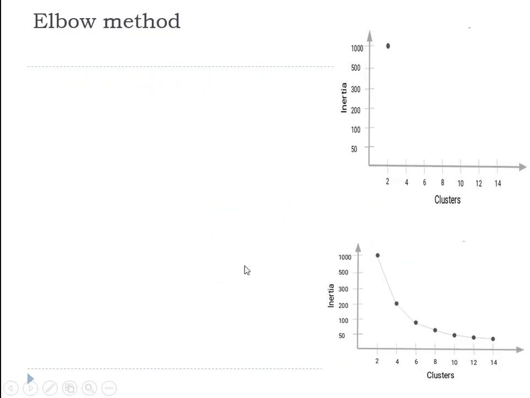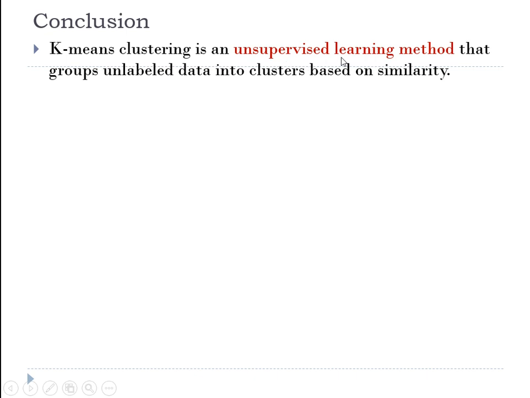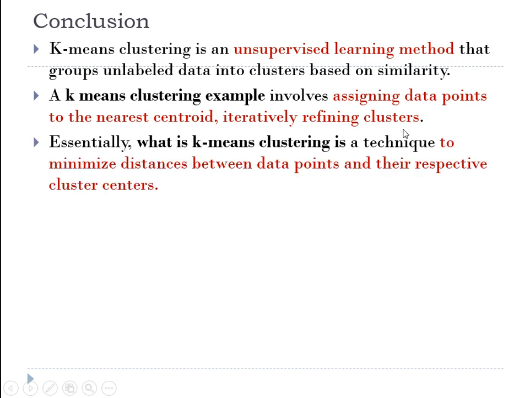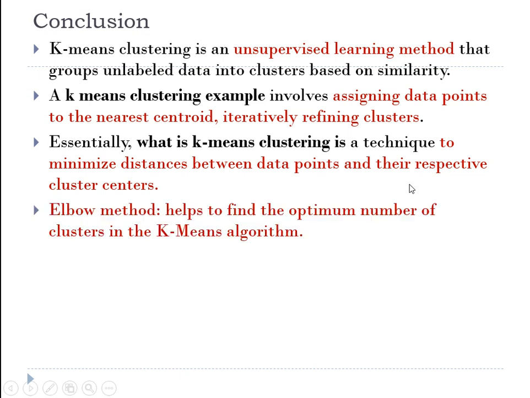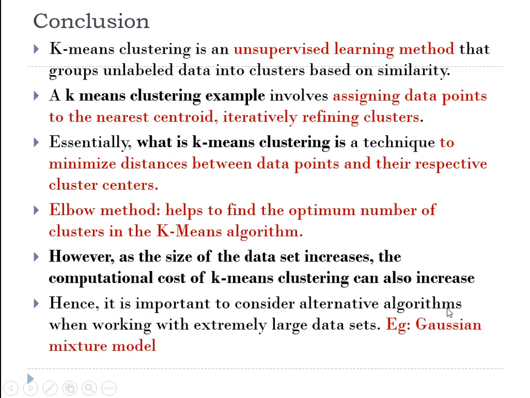The fourth challenge is when you have very large data sets, K-means clustering is also not preferable. So what I would like to conclude is K-means clustering is an unsupervised learning method. It will help you in grouping unlabeled data into clusters based on similarity. It involves assigning data points to the nearest centroid, and iteratively it works until you have a refined cluster. Basically, the goal here is to minimize the distance between the data points and their respective cluster centers. Elbow method is one of the solutions to find the optimum number of clusters in the K-means algorithm. However, if the size of the data set increases, the computational cost will increase.